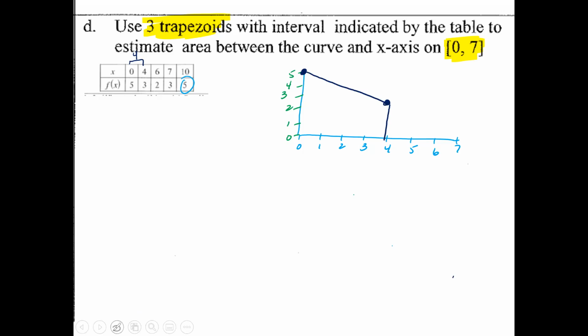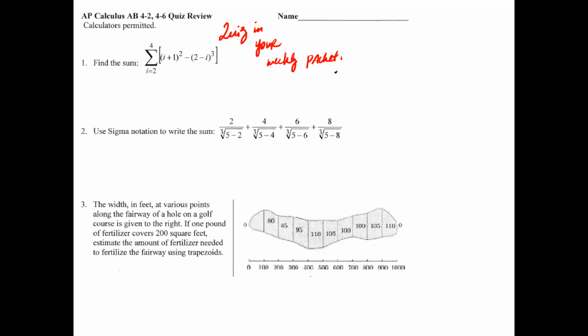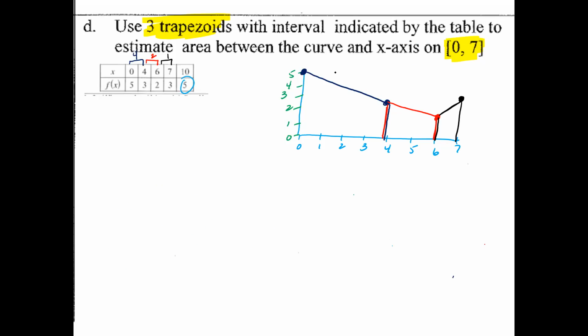trapezoid. Then my second trapezoid is going to be from 4 to 6. So the difference there is 2. So 4 is at 3, 6, the y value is at 2. There's my trapezoid. And then lastly, from 6 to 7, there's a difference of 1. And when 7, the x value is at 3, so it kind of goes up a little bit. There we go. So I actually have 3 trapezoids. So T1, T2, T3.